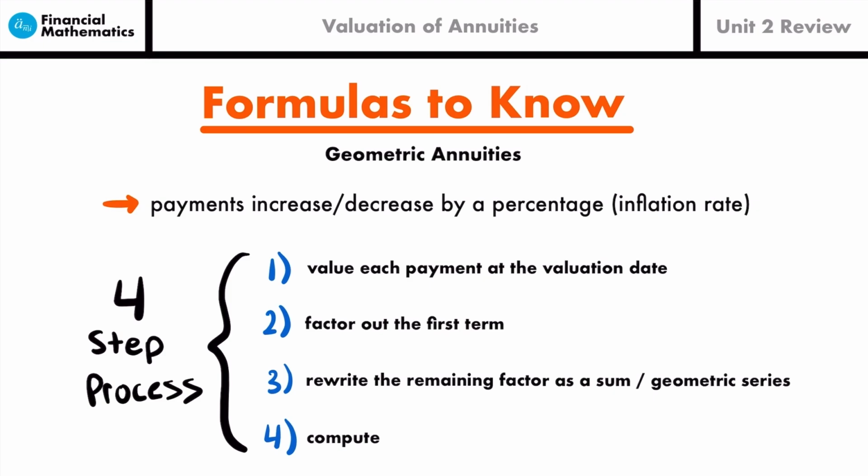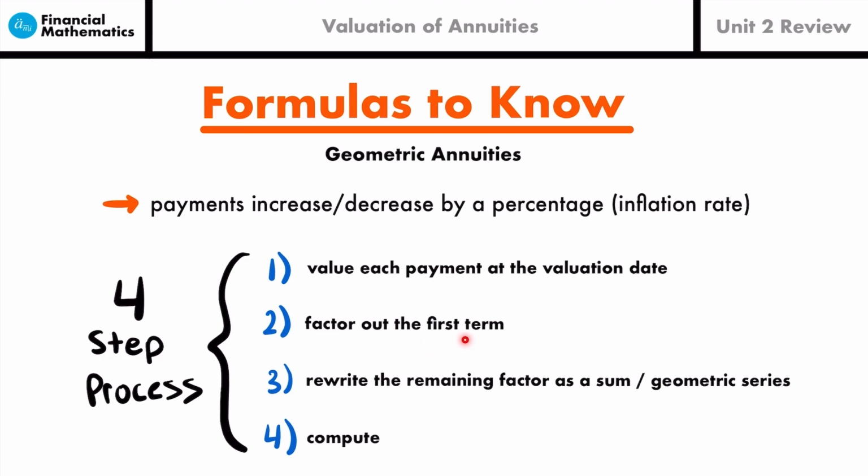Now, unlike some other resources out there, I do not recommend that you use a formula for geometric annuities. I don't give you formulas for geometric annuities because geometric annuities are more of a case-by-case thing. There are formulas out there that you can use, but they are very case specific. And a lot of the time in problems for financial mathematics, geometric annuities aren't always structured the same way. They're not cookie cutter problems, and so formulas are not very helpful. Instead, what I teach in my lesson on geometric annuities is to use this 4-step process of first valuing each payment at the valuation date using present value and accumulation factors.